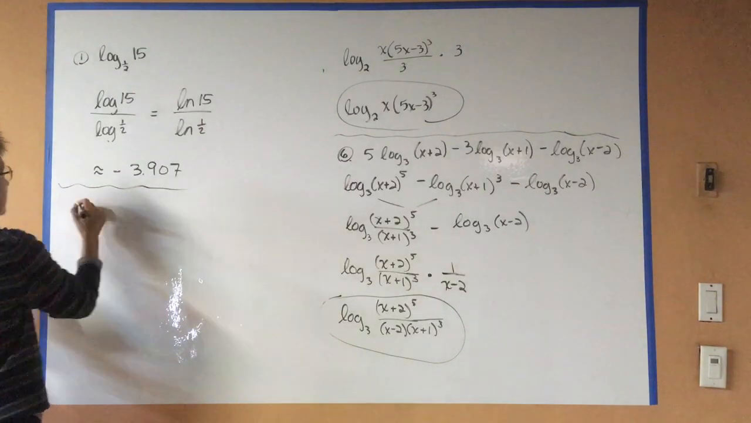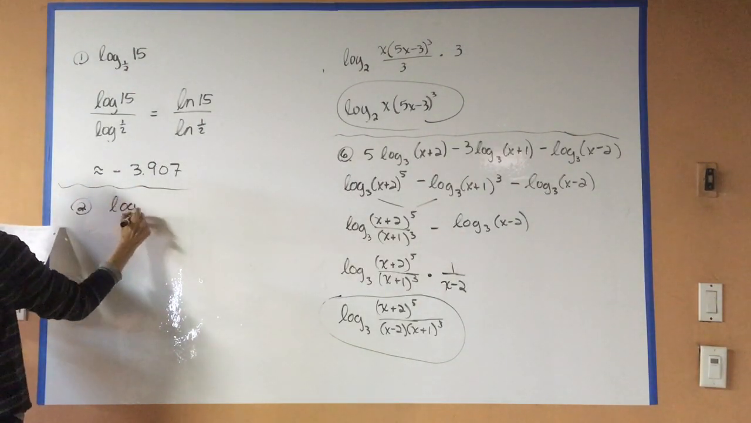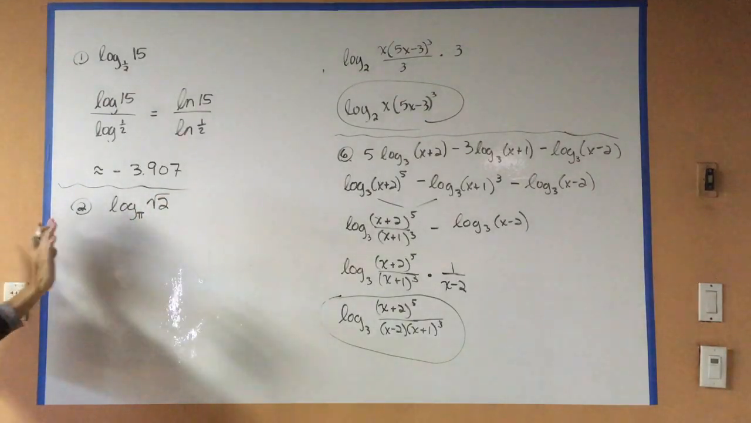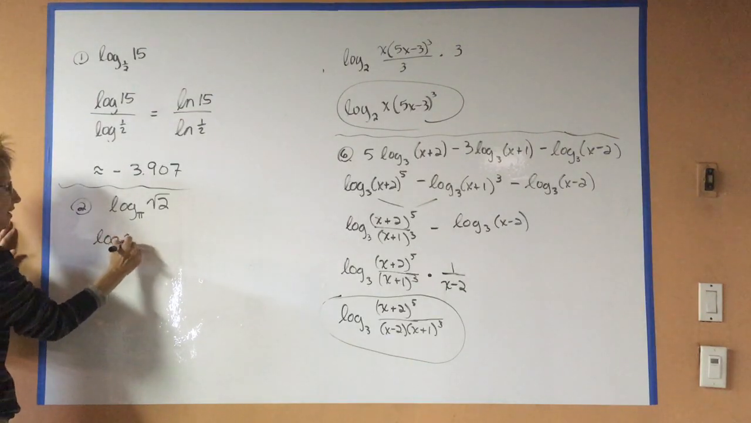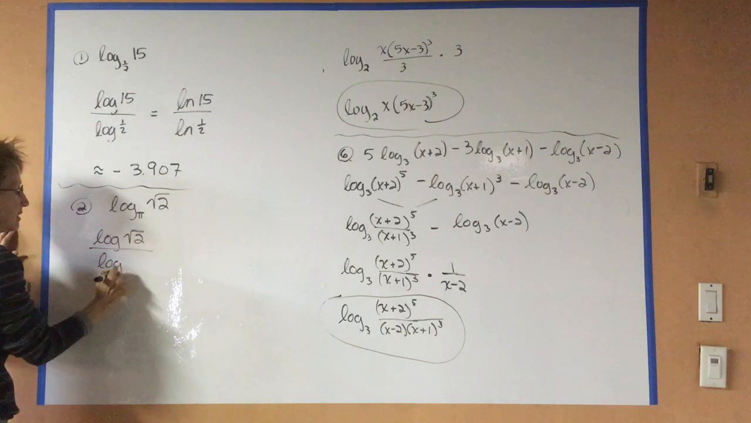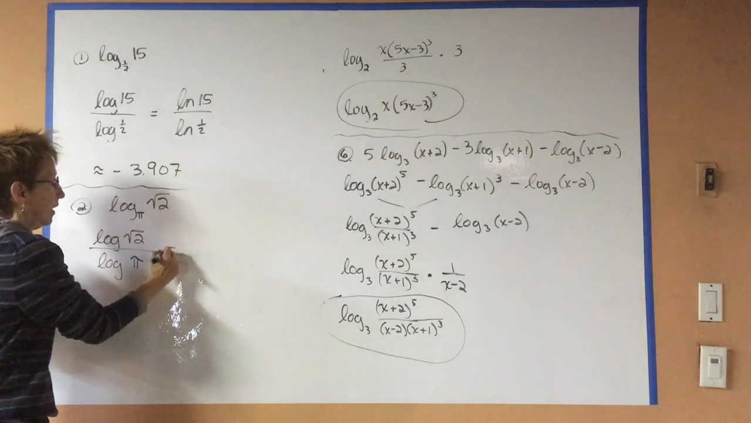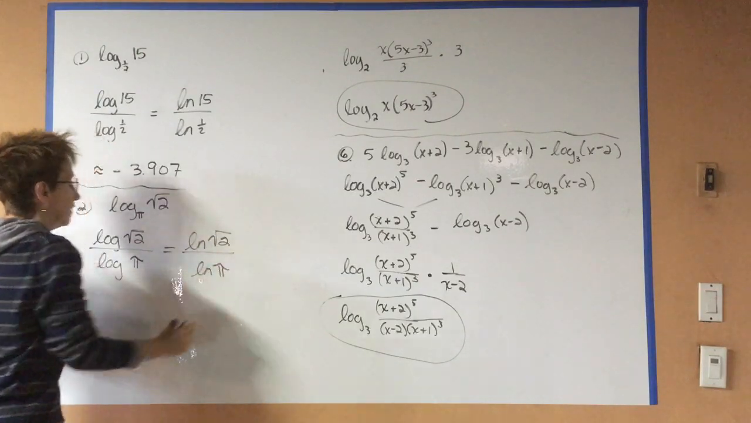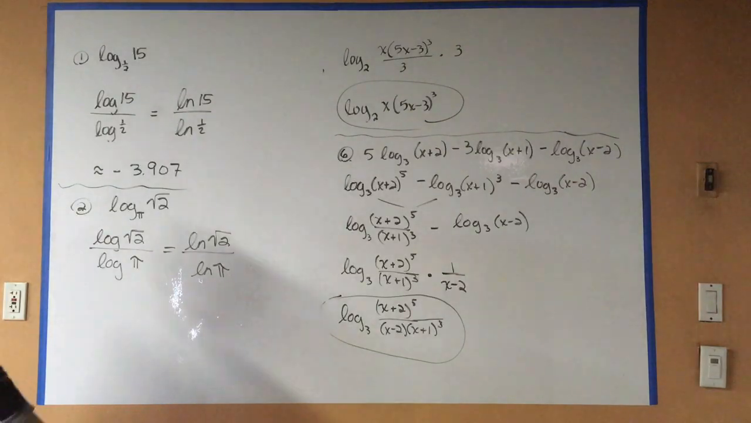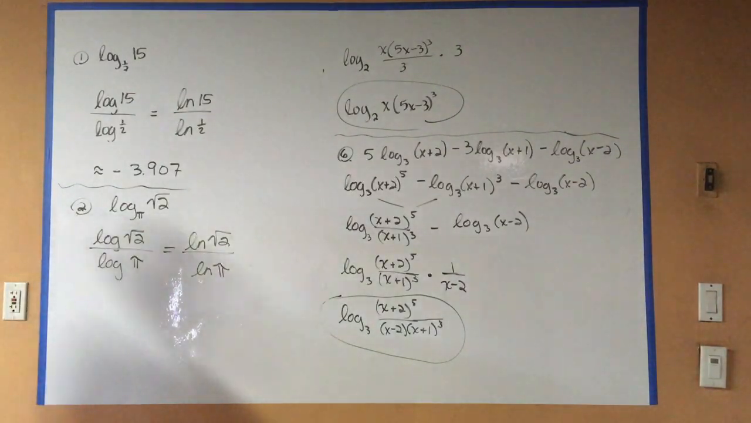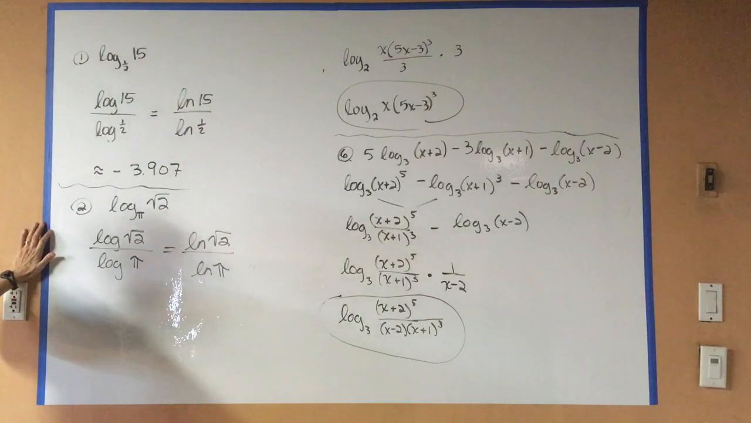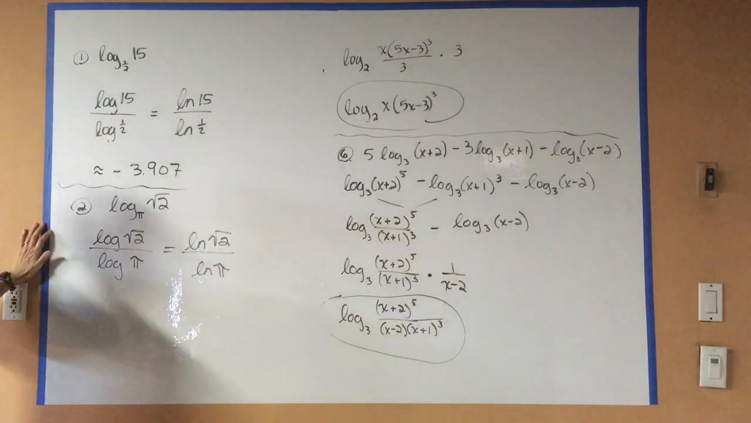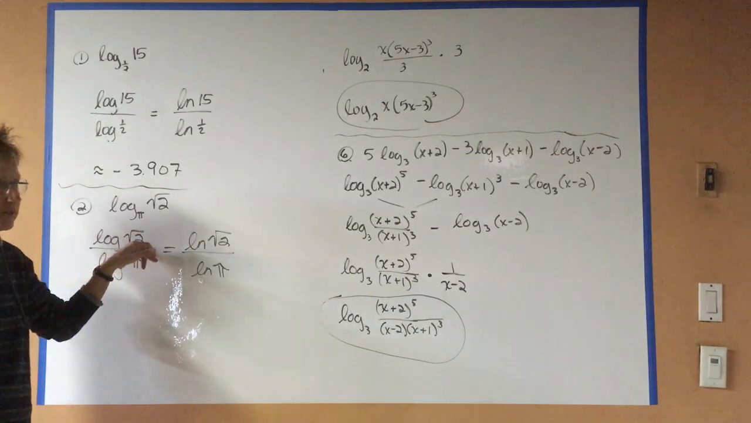And the second one, they want me to evaluate log base pi of the square root of 2. Again, I can rewrite this as log base 10 of the square root of 2 over log base 10 of pi, or I could write it as ln of the square root of 2 over ln of pi. Either way. And there is a pi key on your calculator, so you need to go look for that. It's not a second key. It's not above. It's actually on the key.